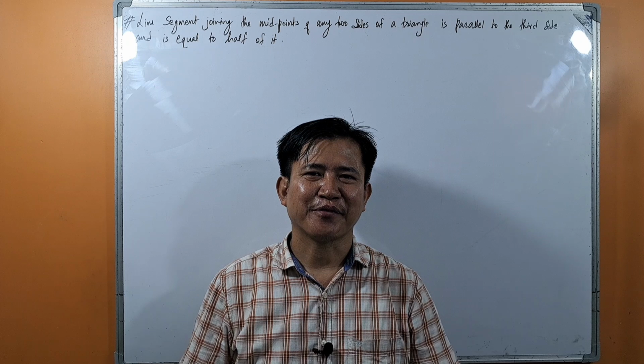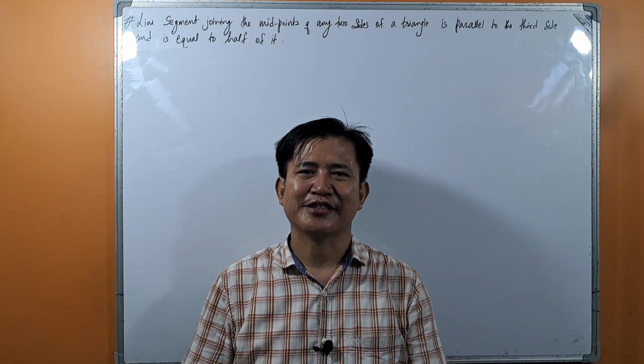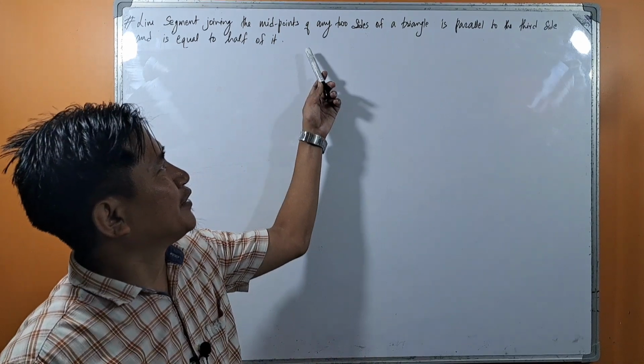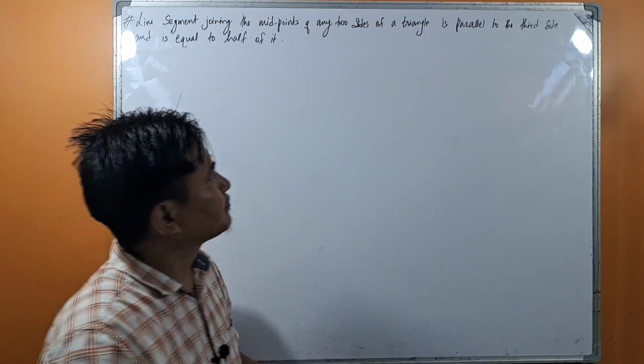Line segment joining the midpoints of any two sides of a triangle is parallel to the third side and is equal to half of it. So this is the midpoint theorem. Let us prove this theorem.